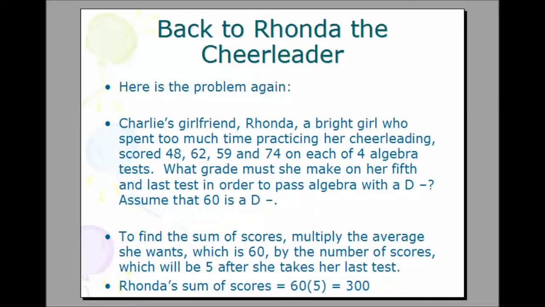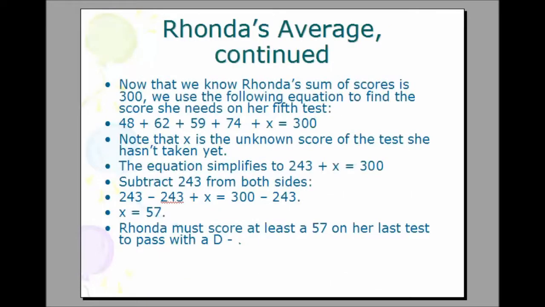To find the sum of scores, multiply the average she wants, which is a 60, by the number of scores, which will be 5 after she takes her last test. Rhonda's sum of scores, therefore, is 60 times 5, which equals 300. Now that we know Rhonda's sum of scores is 300, we use the following equation to find the score she needs on her 5th test.